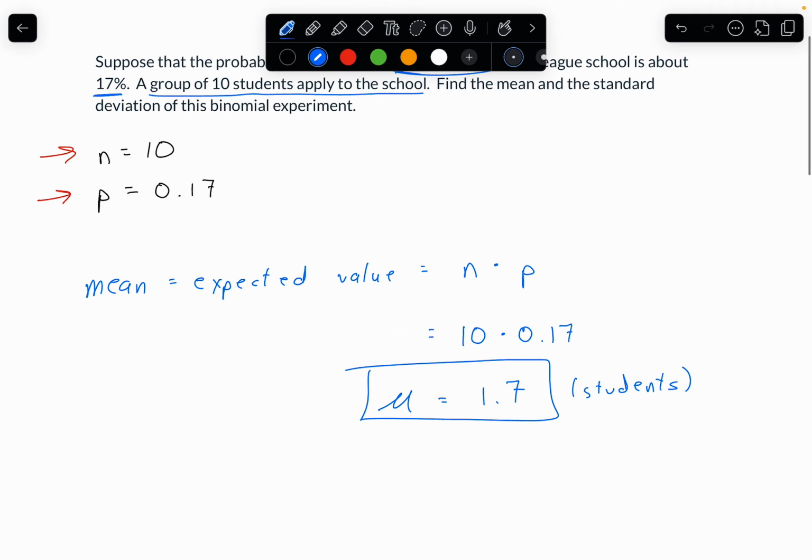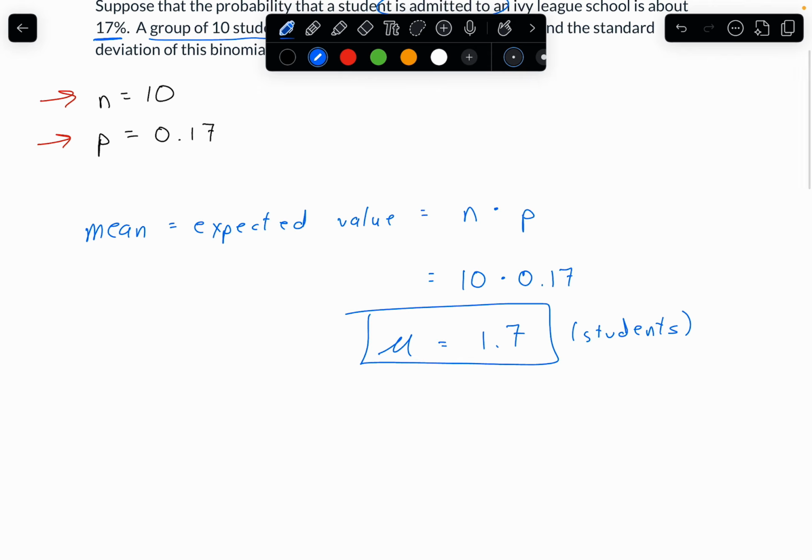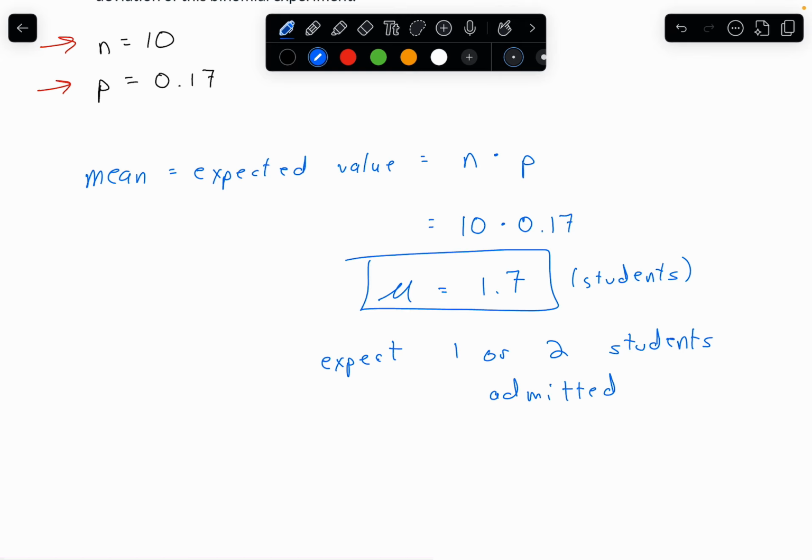If you wanted to interpret this within the context of the real world, you could say, yes, we would expect either 1 or 2 students admitted. And you could round that up if you wanted to. I might just say between 1 and 2 for right now. But if you wanted to interpret that number within the context of your problem, yes, we would want to round that either up or down to the nearest whole number or say between these two numbers. But yeah, we can have a decimal when we're talking about mean and standard deviation of a binomial experiment.